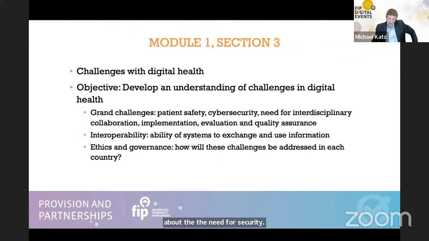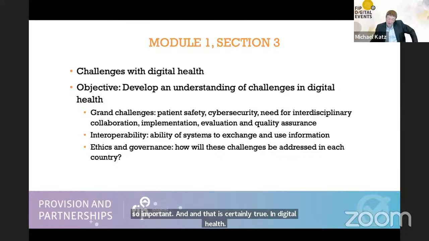Like everything we do in healthcare, interdisciplinary collaboration is so important, and that is certainly true in digital health. How we're going to implement digital health, how we're going to evaluate it and make sure that we're assuring the quality.